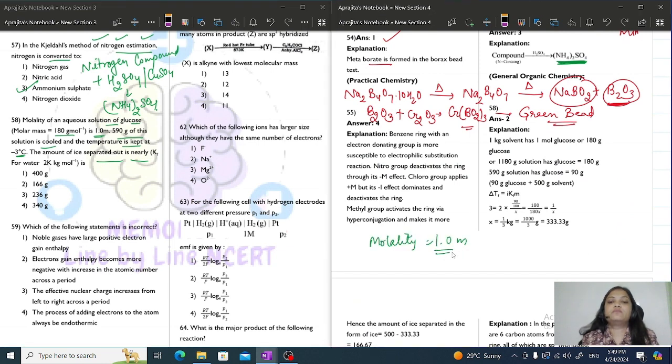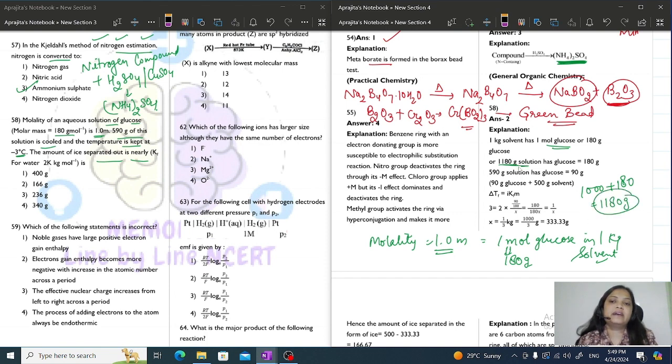Molality means the number of moles of solute present per kg of solvent. So it means 1 mole of solute, which is glucose, is present in 1 kg of the solvent. We know 1 mole of glucose would be 180 grams. So 180 grams of glucose is present in 1000 grams of the solvent. If we need to find the mass of solution, it will be 1180. So 1180 grams of solution will have 180 grams of solute.